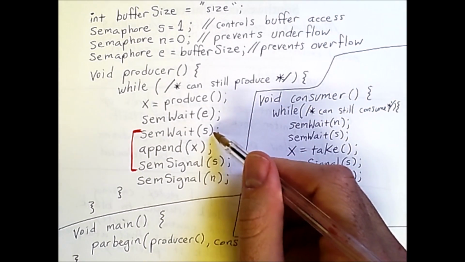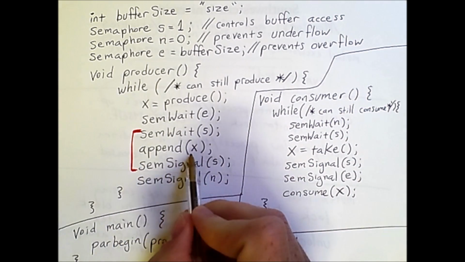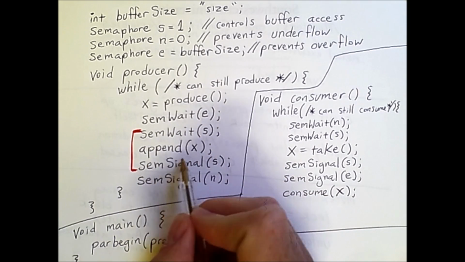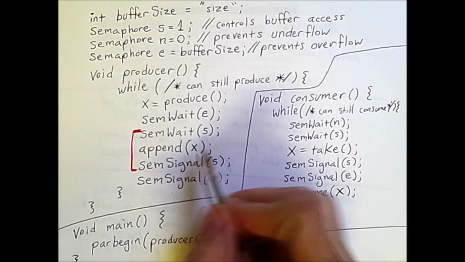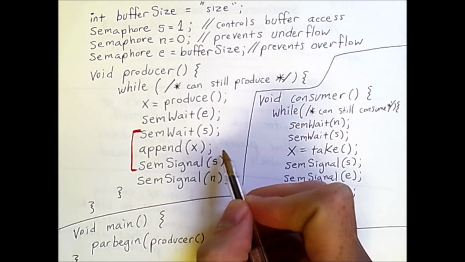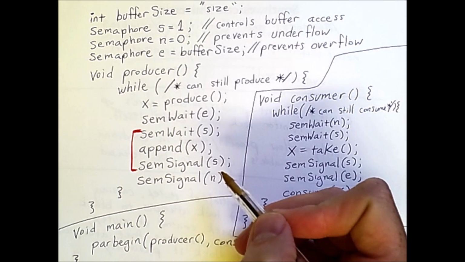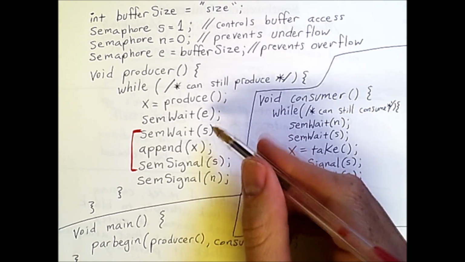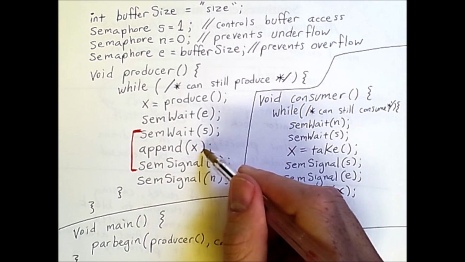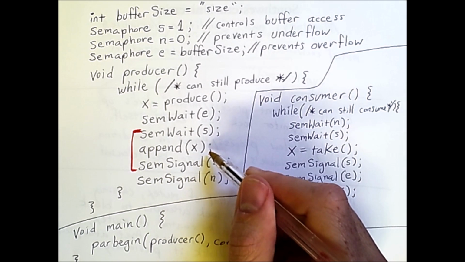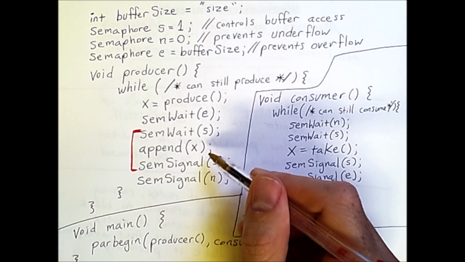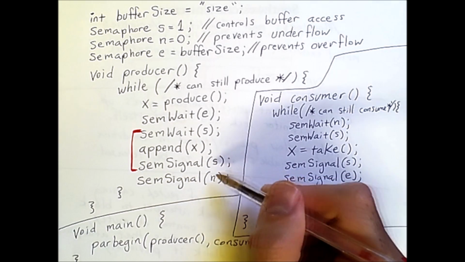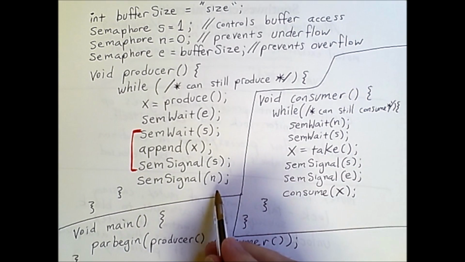Now, after locking access to the buffer, we append that newly produced value x to the end of it. And append is once again some command that is defined elsewhere that takes care of the nitty-gritty details of managing the buffer. Then, once we have appended a new value to the buffer and we've unlocked access to the buffer by signaling on S, we then do a semSignal on N.